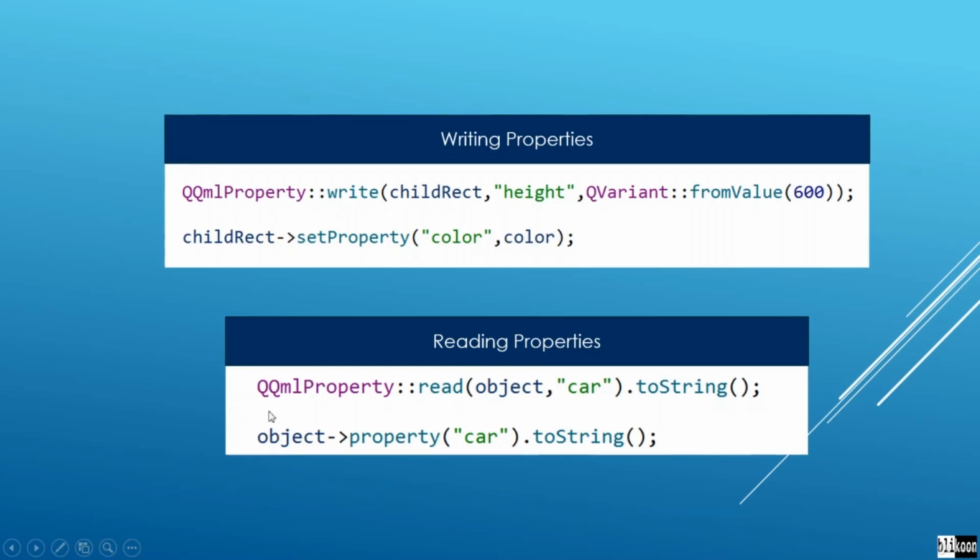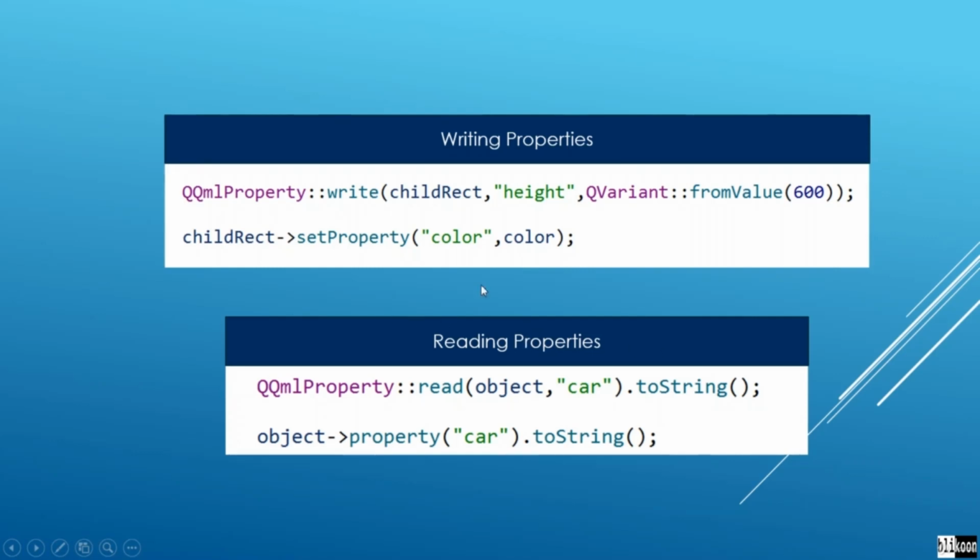Reading properties, we also have two syntaxes. We can use QQmlProperty. We read the property and we turn that into a string, because when you read it like this, it's going to come out as a QVariant. And we do the same by calling property and passing in the key for that property and then turning that into a string. When setting properties, these two syntaxes are a little bit different. I am going to elaborate more on the differences in a few upcoming lectures, but for now, know that you can write to the properties or read from them.